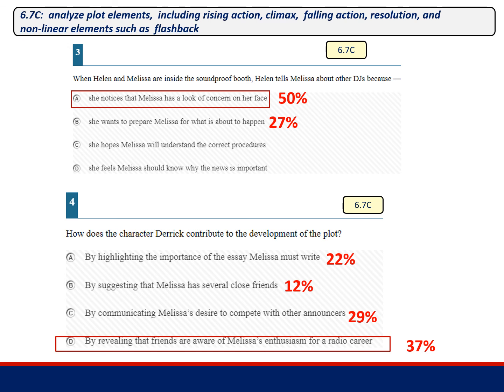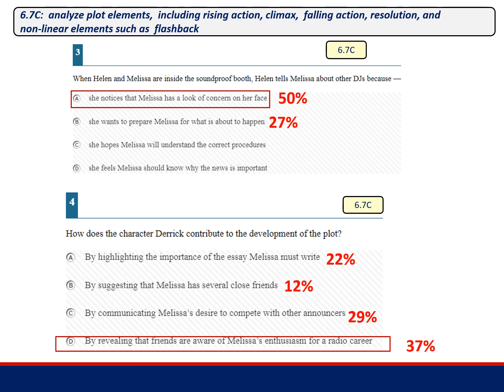Let's look at question 4. How does the character Derek contribute to the development of the plot? On this one, ladies and gentlemen, notice the difference between the two. Students were all over the place on this one. Same as C, different question, different performance. The answer was D, and 37% of students chose it. 29% chose C, which is incorrect because there is no text evidence to support it. There is no evidence of Melissa's desire to compete with other announcers.